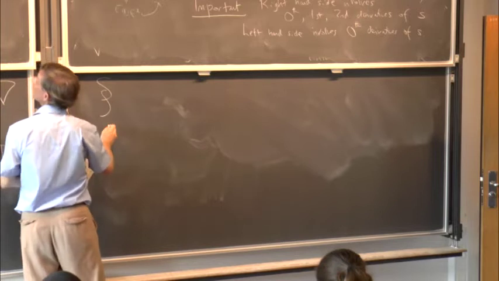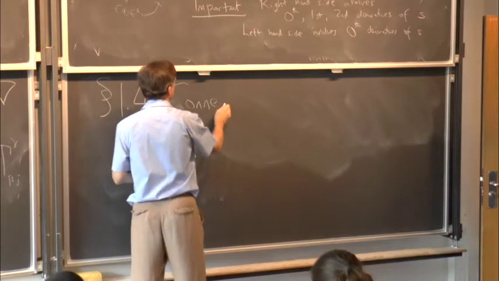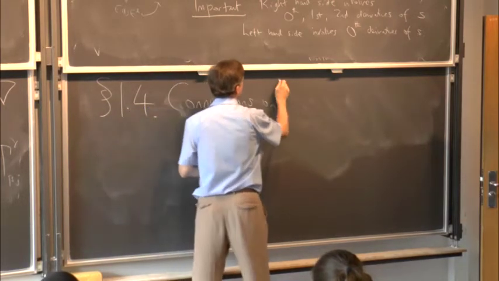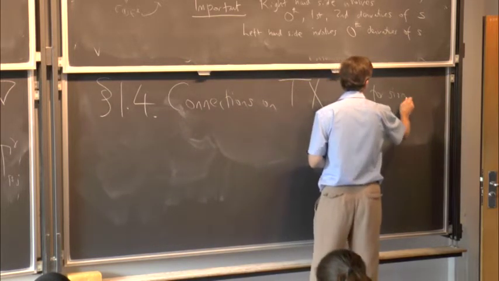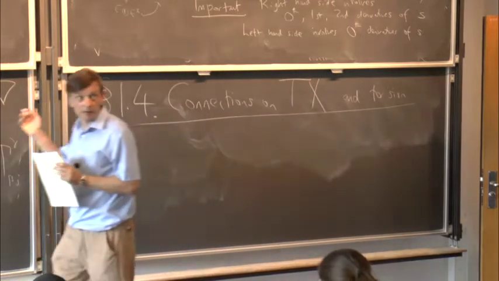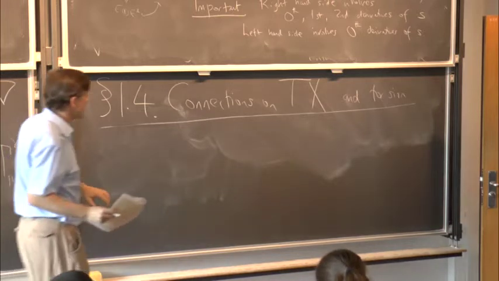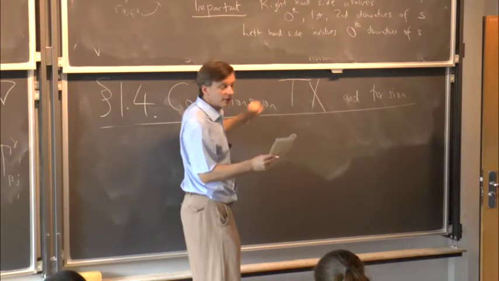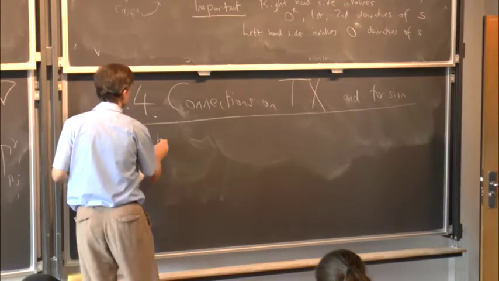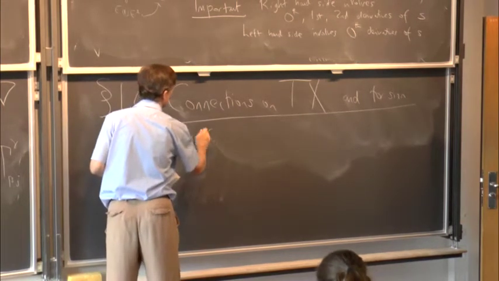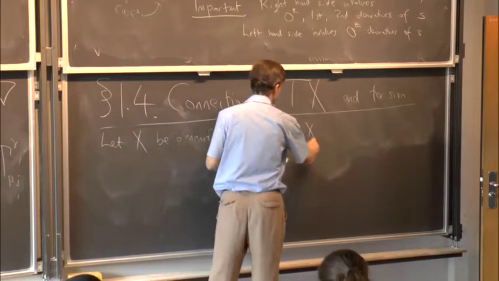Next section, 1.4, on connections on the tangent bundle TX and torsion. So far I've been talking about connections on a general vector bundle E. Now I want to take my vector bundle E to be the particular vector bundle TX, the tangent bundle. So let's take X to be a manifold, so that TX over X is a vector bundle.